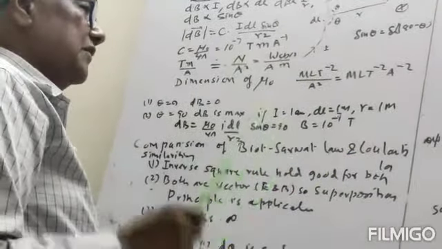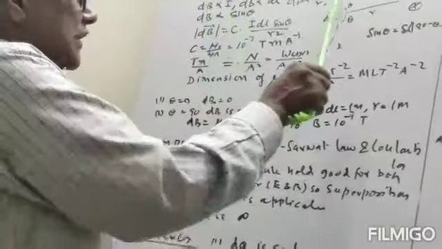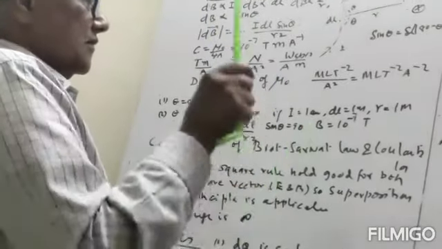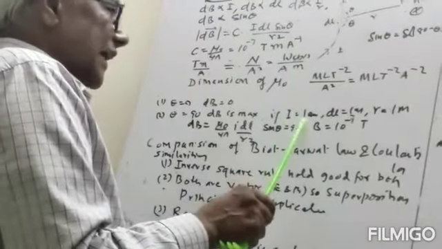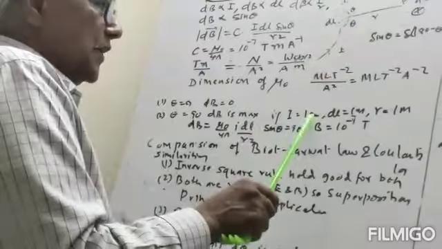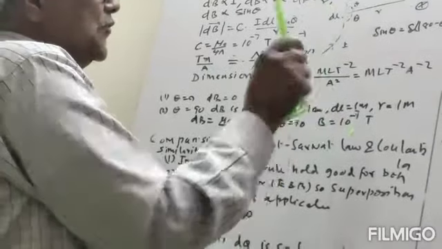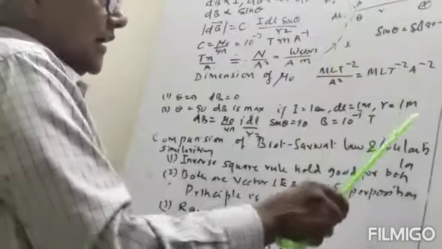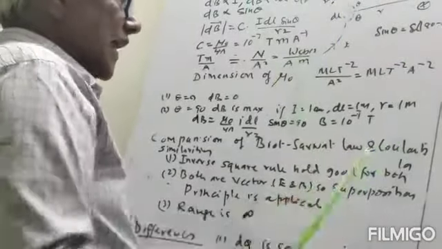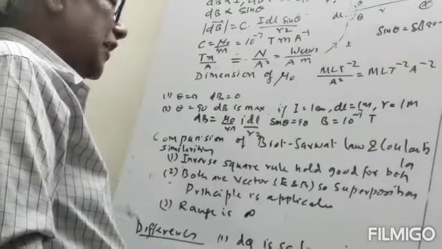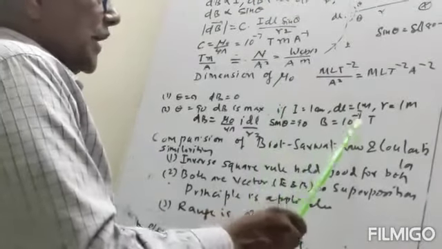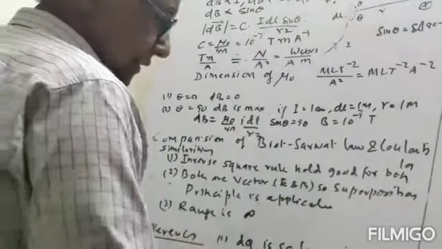So if the length of the conductor is 1 meter, the current passing through is 1 ampere, and the distance from the conductor is 1 meter, then the magnetic field produced will be equal to 10 raised to minus 7 Tesla.